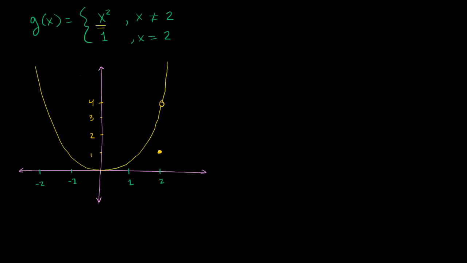So my question to you, so there's a couple of things. If I were to just evaluate the function g of 2, well, you look at this definition. When x equals 2, I use this situation right over here, and it tells me it's going to be equal to 1. But let me ask a more interesting question. What is the limit as x approaches 2 of g of x?